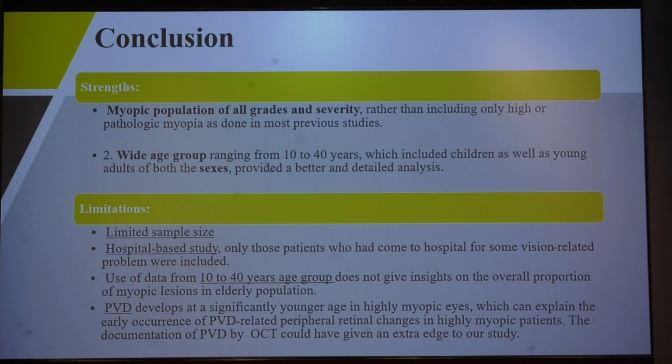Certain limitations were there. It was a limited sample size, and it was a hospital-based study in which only those patients who had come to the hospital for some vision-related problem were included. Use of data from the 10 to 40 years age group does not give insights on overall proportion of myopic lesions in the elderly population, as certain lesions like chorioretinal atrophic changes are more common in the elderly age group. Then PVD develops at a significantly younger age in highly myopic eyes, which can explain the early occurrence of PVD-related peripheral retinal changes in highly myopic patients.